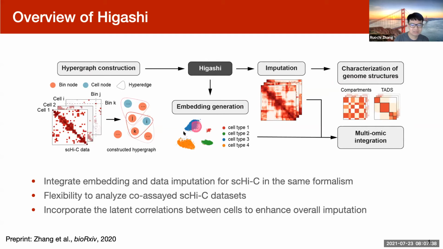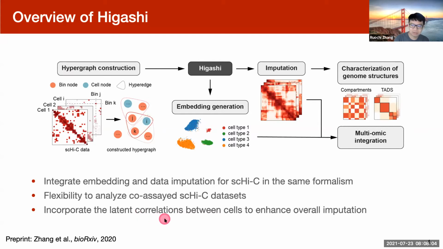Studying the single-cell Hi-C data using hypergraph representation learning methods would have the following advantages. First is that it integrates embeddings and data imputation for single-cell Hi-C in the same formalism. Second, it has the flexibility to analyze co-assay single-cell Hi-C datasets. Last, it can incorporate the latent correlations between cells to enhance overall imputation.